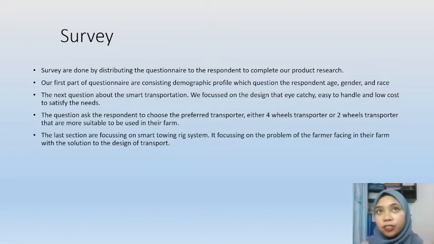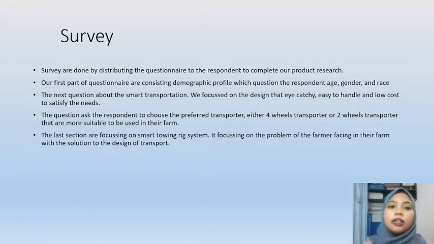The first part of our questionnaire consists of a demographic profile, which asks the respondent's age, gender, and race. Then in the next question, we ask about smart transportation, where we focus on a design that is eye-catching, easy to handle, and low cost to satisfy the need. This is an important part where the respondent needs to make a choice between all these factors. And also, there is a question that asks the respondent to choose the most preferred transporter, either four-wheel or two-wheel, that is more suitable to be used in the farm.